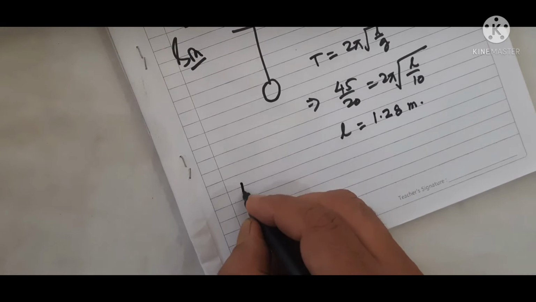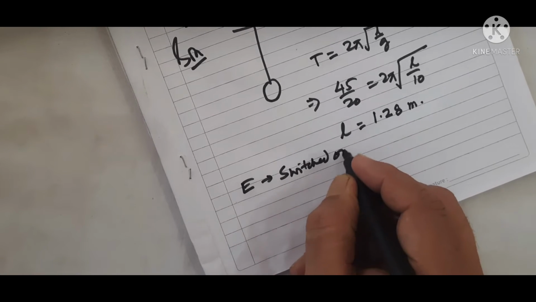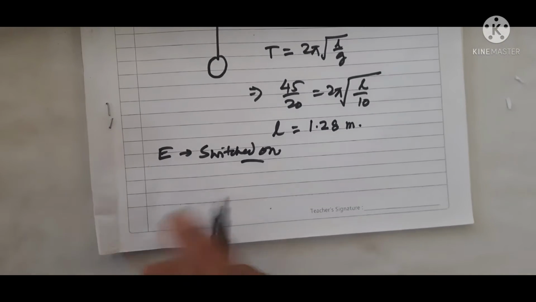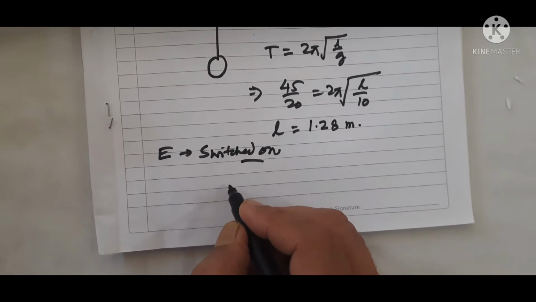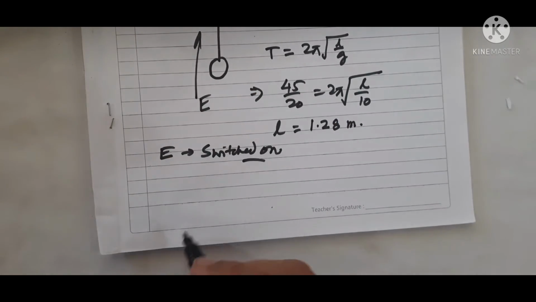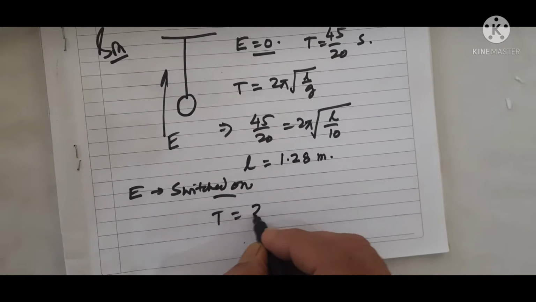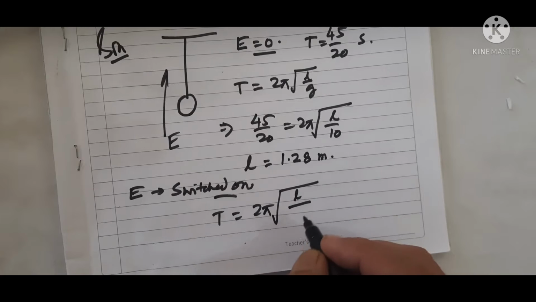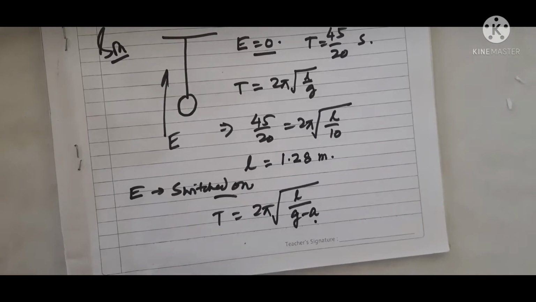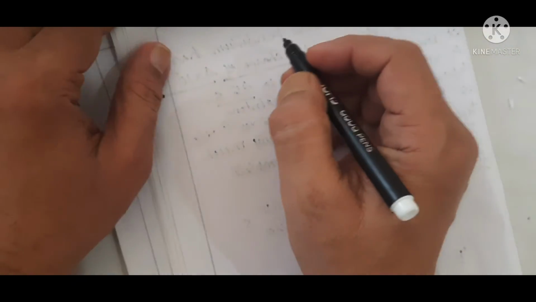Now, when E is switched on, what will happen? E is switched on in the vertical direction. So definitely T will be 2π√(L/(g − a)), where a is the acceleration due to the electric field intensity, which is upward. So by putting the values, what will we get?